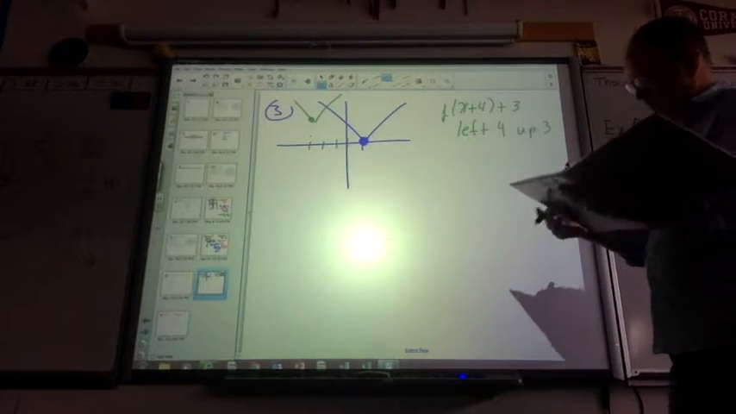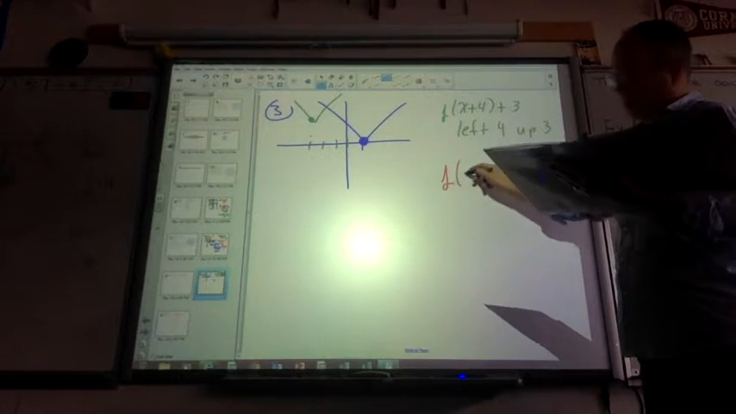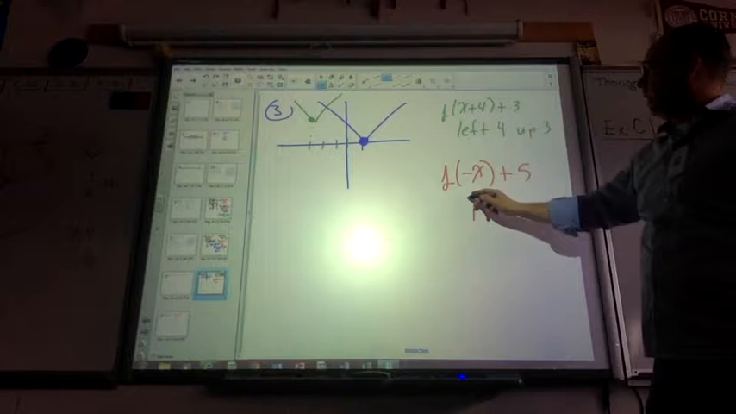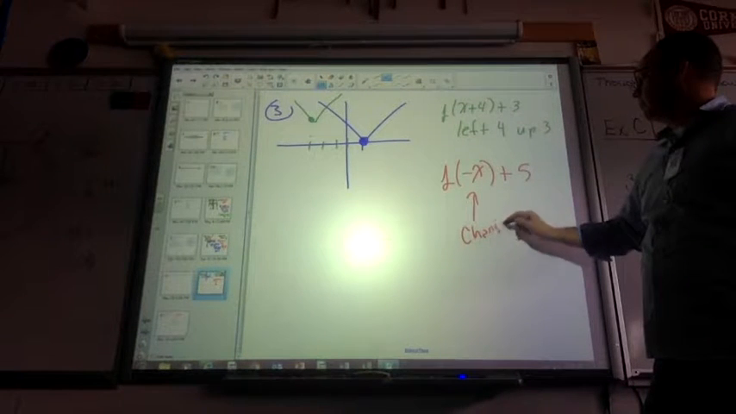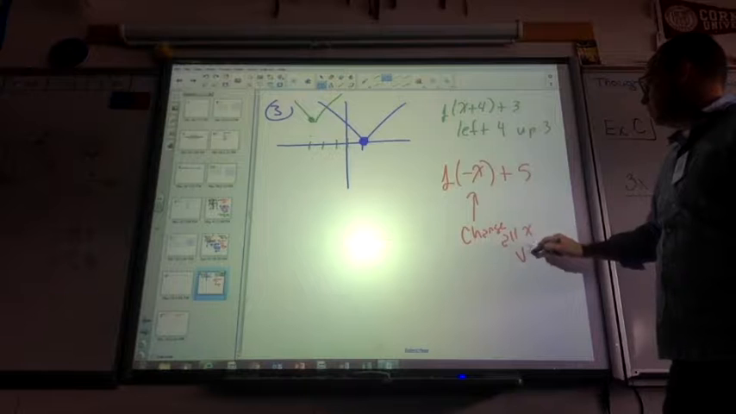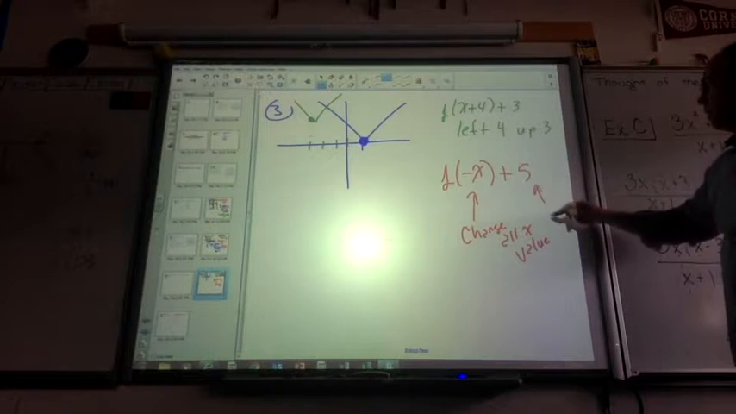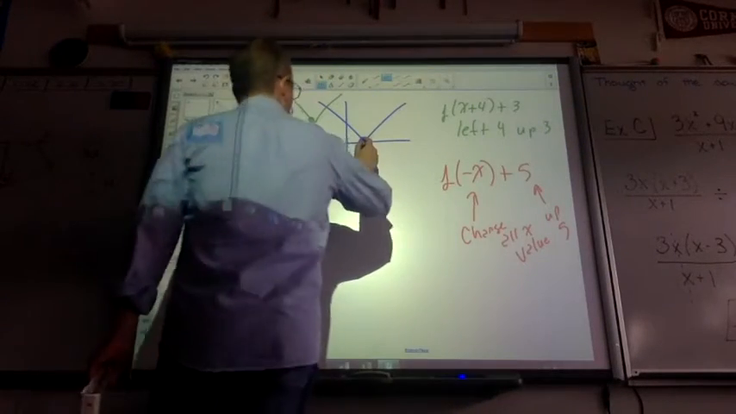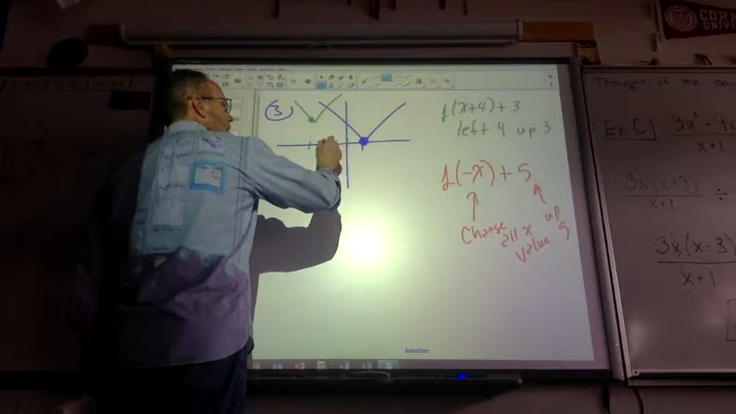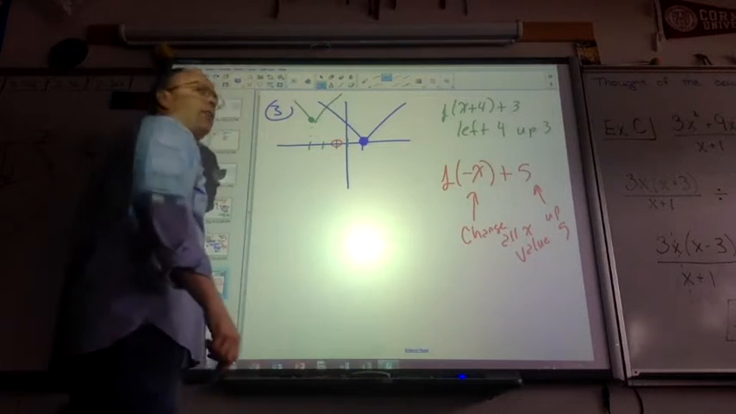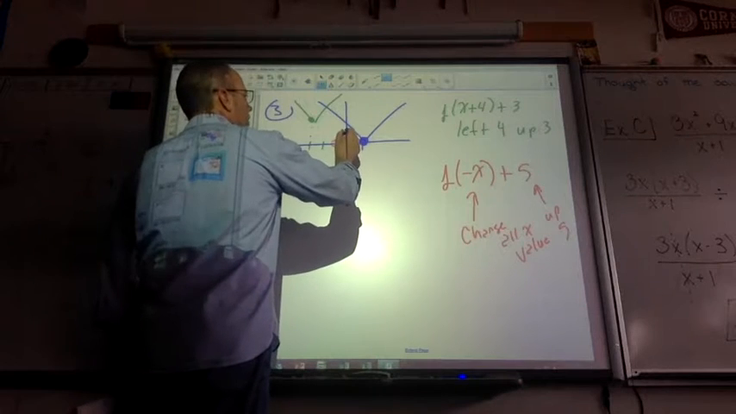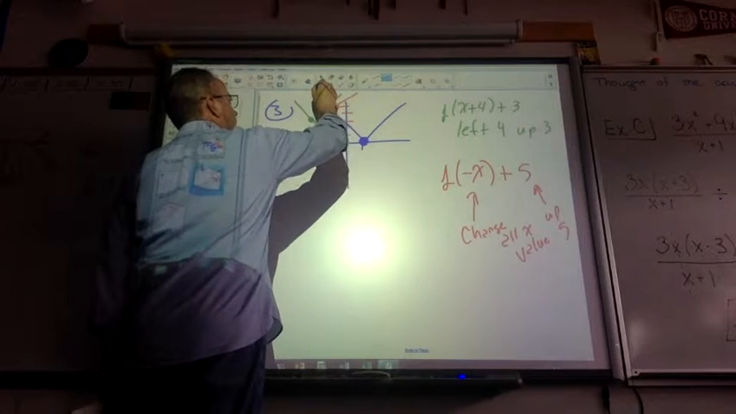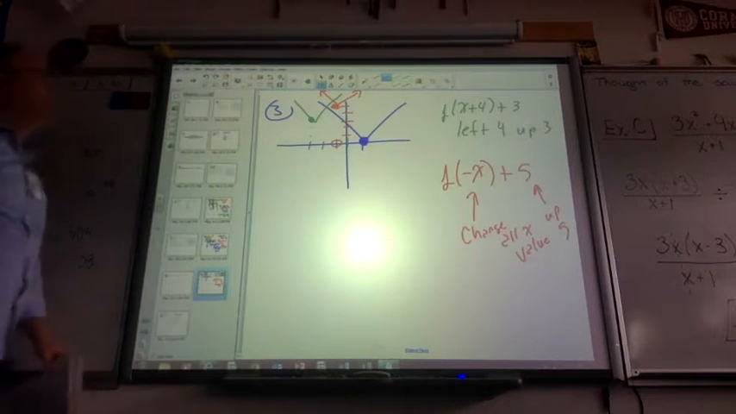Okay, letter B. We have, okay, so this changes all x values, and we also go up 5. So this x value is positive 1, so it's going to come here. So I'm going to put an open dot. That's the shift that took place because of the negative x. And then it moves up 5. So that's what that one did.